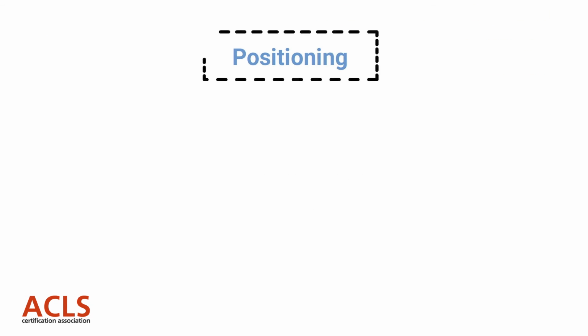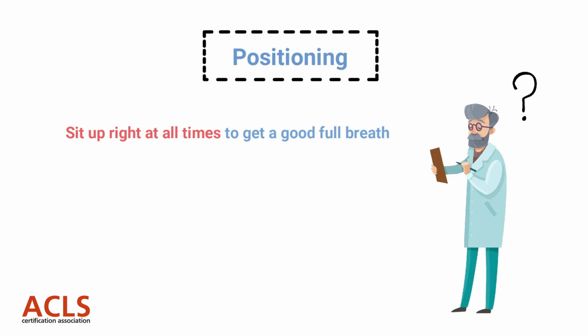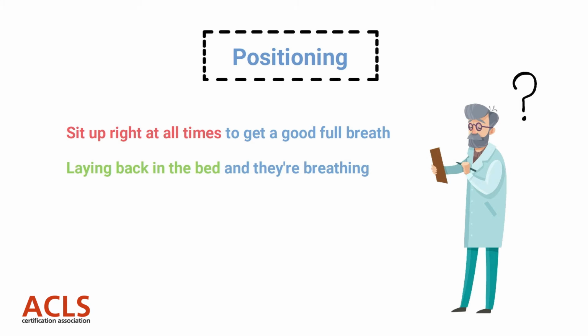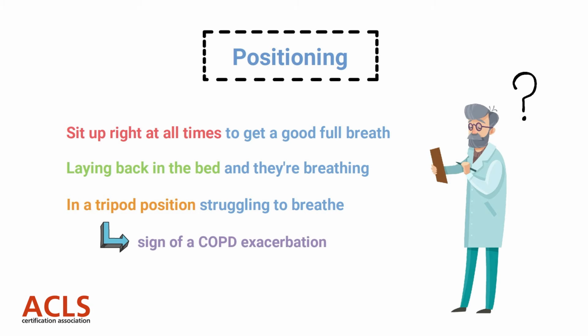Positioning. Do they have to sit upright at all times to get a good full breath? Or are they just laying back in the bed and they're breathing okay? Are they in a tripod position, struggling to breathe? That's a sign of a COPD exacerbation where they're bent over on the table and they're having to breathe that way. So positioning is huge.